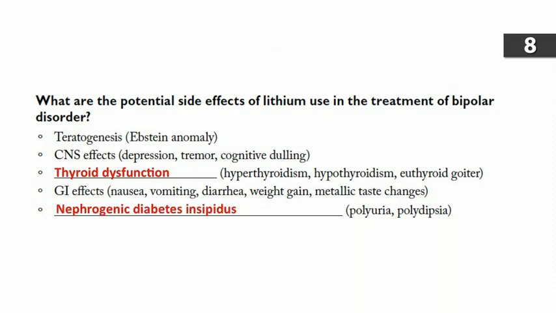Now we're going to cover diabetes insipidus in the genitourinary videos, but basically lithium makes the kidneys unresponsive to the effects of antidiuretic hormone, or ADH, which means the kidneys can't absorb water and they can't concentrate the urine. So these patients are going to get polyuria, and that leads to polydipsia and thirst.